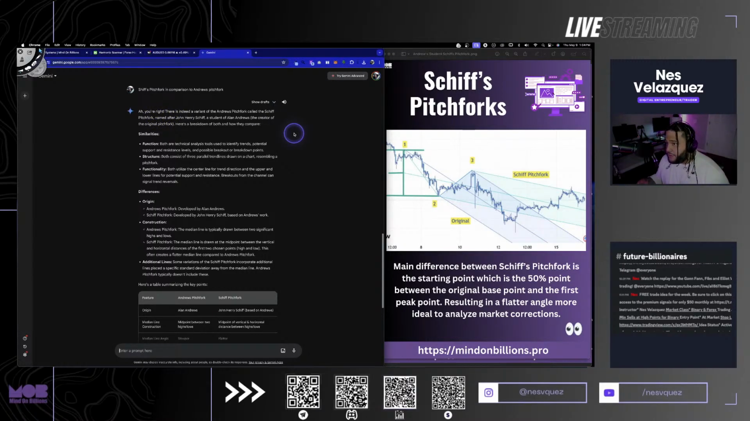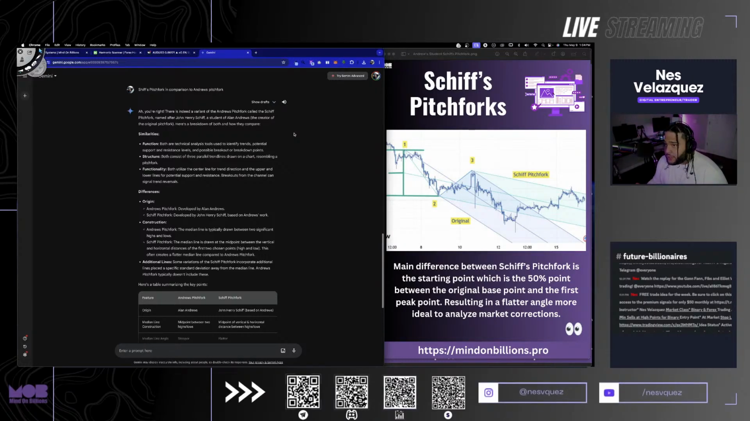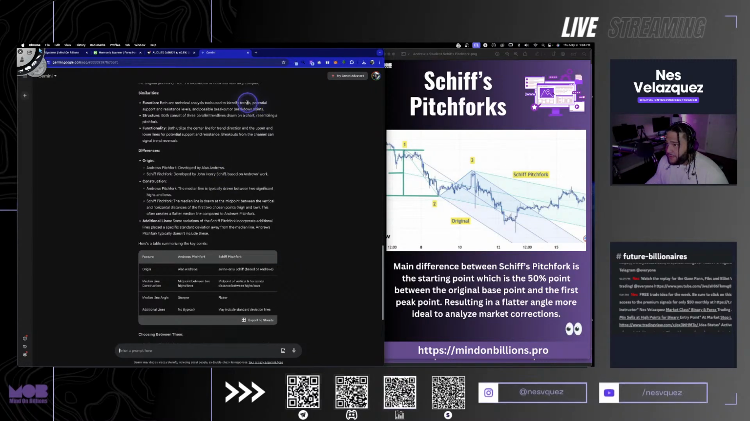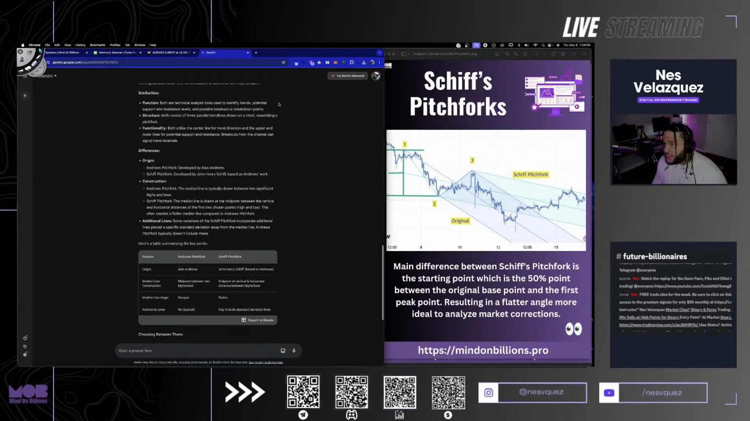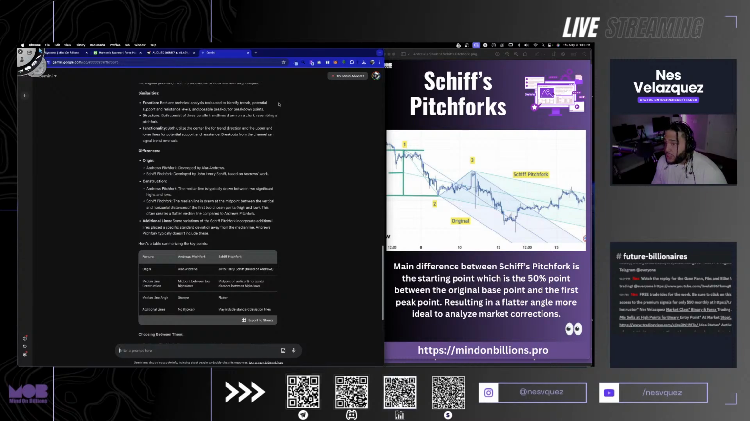There's indeed a variant of the Andrews Pitchfork called the Schiff Pitchfork, named after John Henry Schiff, a student of Alan Andrews, the creator of the original Pitchfork. Here's a breakdown of both and how they compare. Similarities. Function. Both are technical analysis tools used to identify trends, potential support and resistance levels, possible breakout or breakdown points. Structure. Both consist of 3 parallel trend lines drawn on the chart resembling a pitchfork. Functionality. Both utilize the center line for trend direction and the upper and lower lines for potential support and resistance. Breakouts from the channel can signal trend reversals.